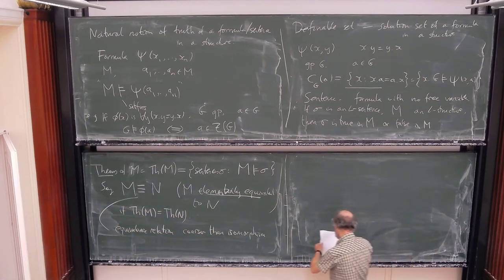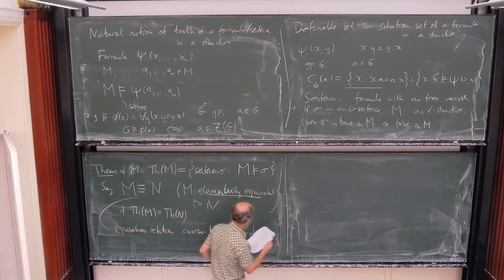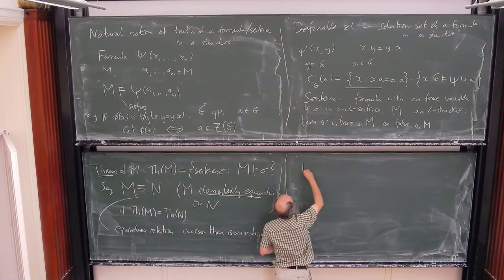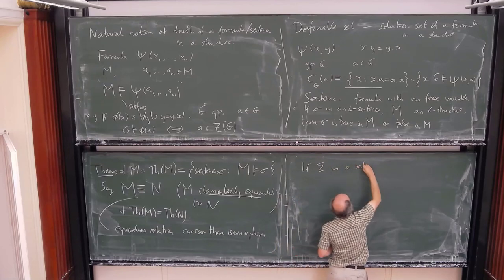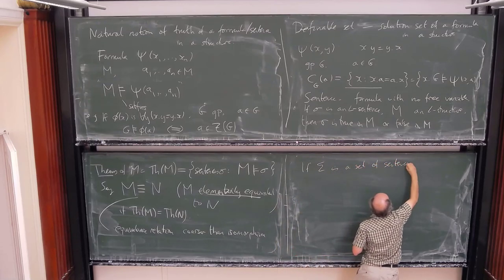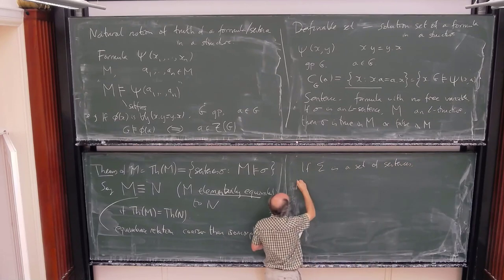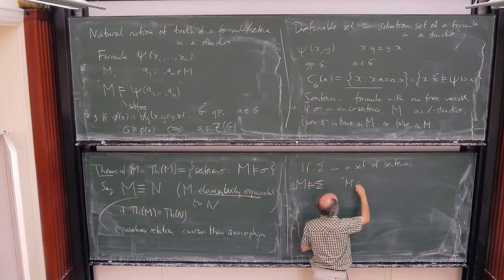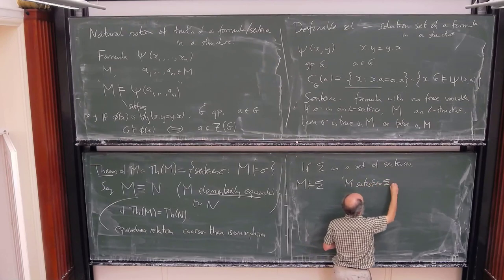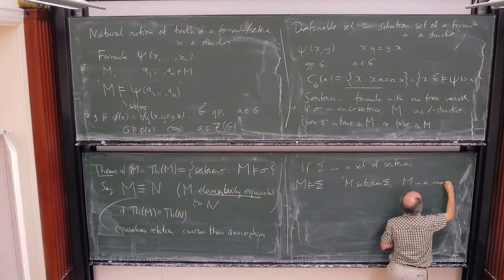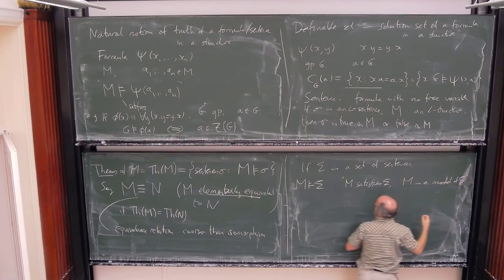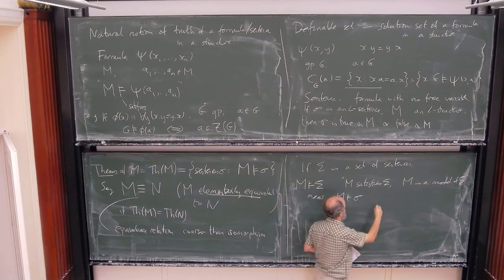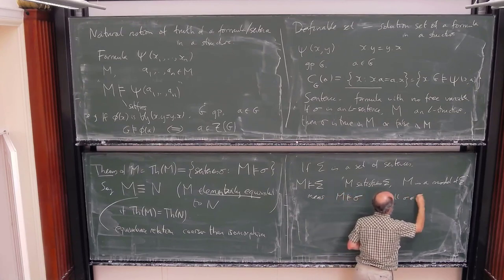Okay. Well, the A one would be. Okay, so we have this notion of elementary equivalence. I just want to put a notation. If sigma is a set of sentences, I'll just say M satisfies sigma. Or if you like, M is a model of sigma. That one just means that M satisfies each sentence of sigma. So just a convenient definition.